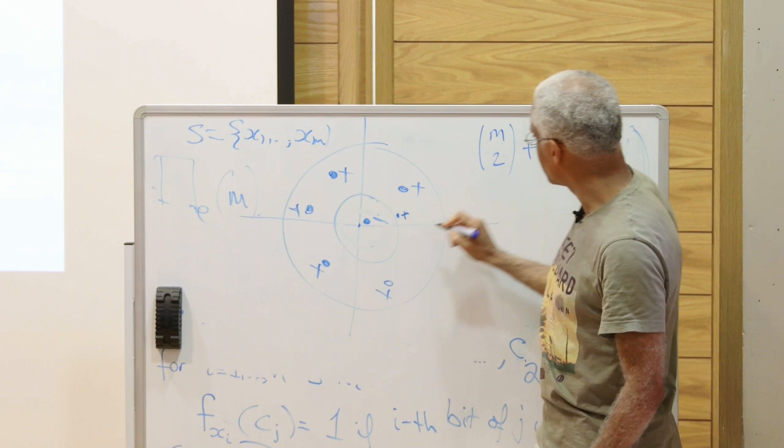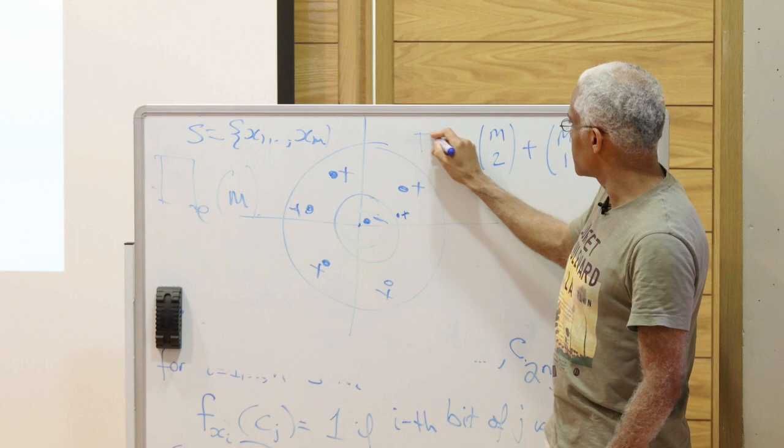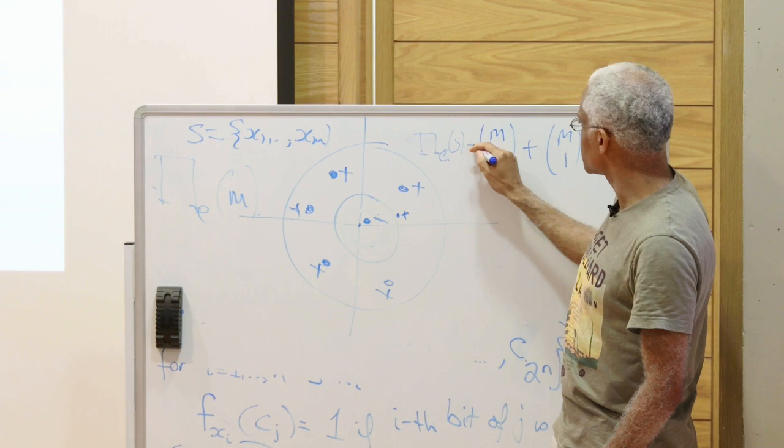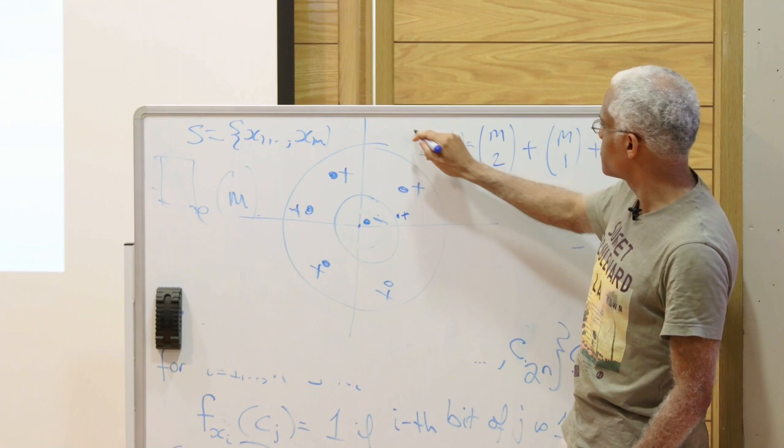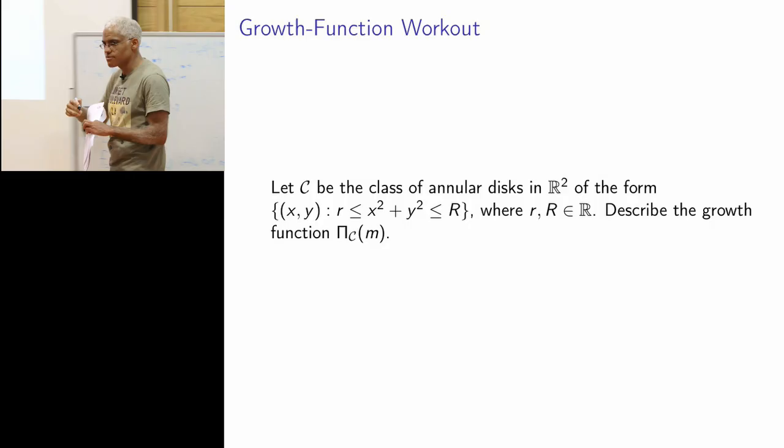It depends on the set, but for any reasonable set in general position, this should be the number of dichotomies that I can realize.